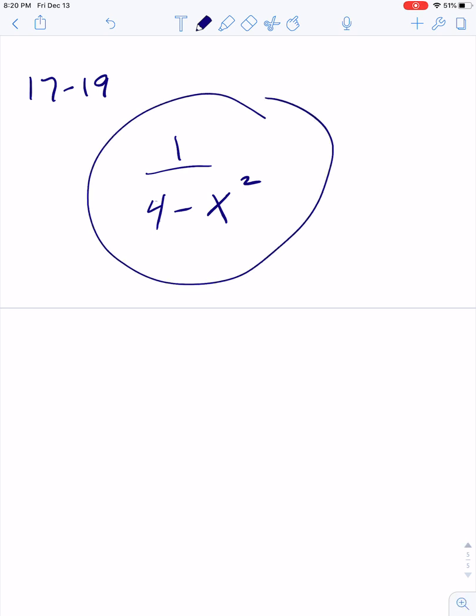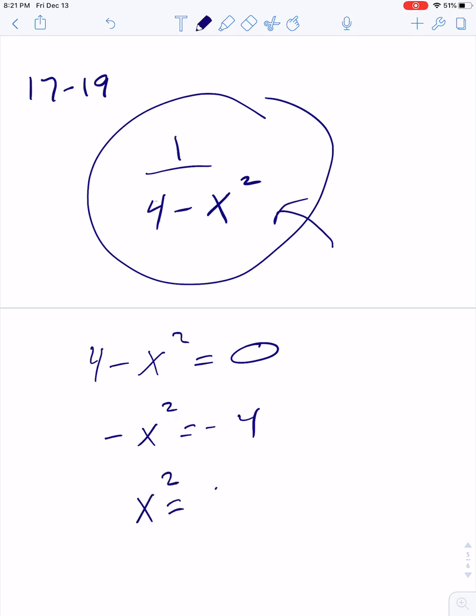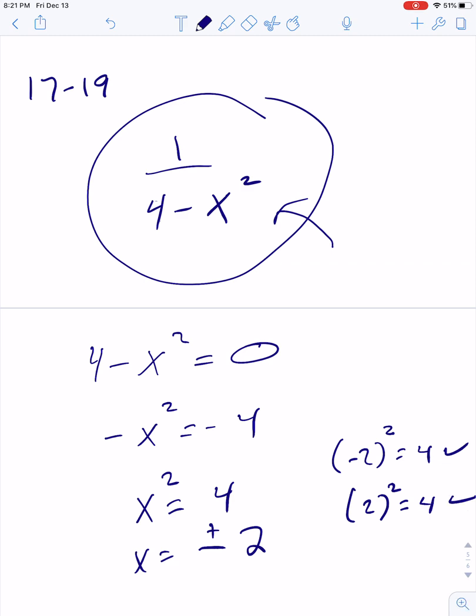This is a rational function, so your vertical asymptote is found by looking at the 0 of the denominator. So we simply set 4 minus x squared equal to 0. So negative x squared equals negative 4, x squared equals 4, x equals plus or minus. Don't forget, when you take the square root of a number, it's plus or minus 2. The reason is, if I plug in a negative 2 and square it, it's a 4. If I plug in a positive 2 and square it, it's also a 4. And there we go. That should help with problem set 18.